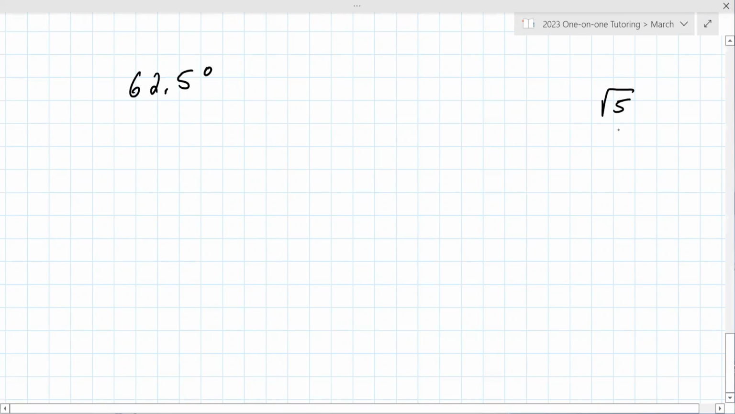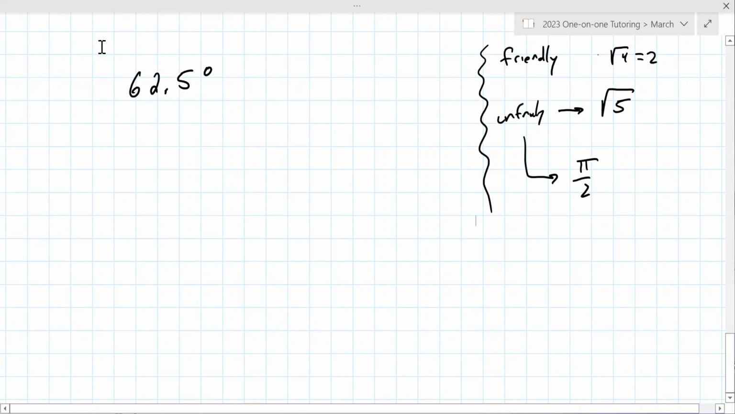Like the square root of 4, which is 2. You've coined a phrase that I've used quite often. I call this friendly, and this is unfriendly, and that's where you're at again. You're like pi over 2. It's unfriendly, but it's correct. These are both unfriendly. Yeah, I guess I'm just not used to the unfriendly numbers. I feel like I need to finish it up.